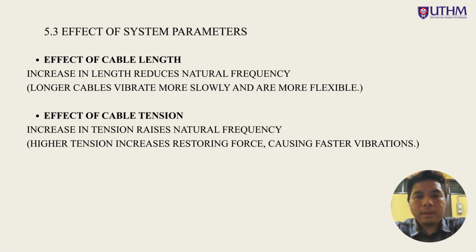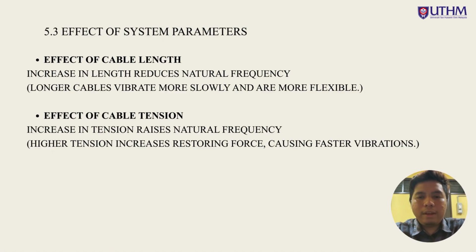The third subtopic, effect of system parameters. That has two effects. The first one, effect of cable length. This parametric study examines how system parameters affect natural frequency. First, as the cable length increases, the natural frequency decreases. This happens because longer cables are more flexible and require less energy to vibrate. As a result, long elevator cables are more susceptible to low frequency excitations such as building sway.